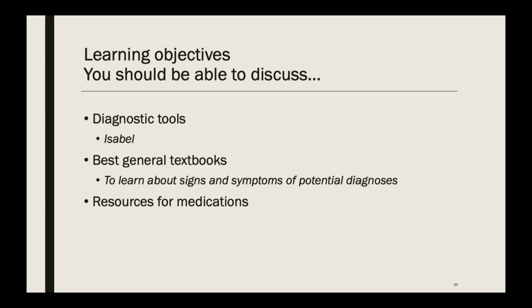In this podcast, I've given you a look at the best resources for diagnostic reasoning. We include diagnostic tools. Isabel, there are others out there. Isabel is the best. Isabel also has the links to all those great resources that I've pointed out, especially the best general textbooks where you can learn about the signs and symptoms of a potential diagnosis and the rest of the diagnoses on the differential diagnosis. I've also shown you the resources for medications.